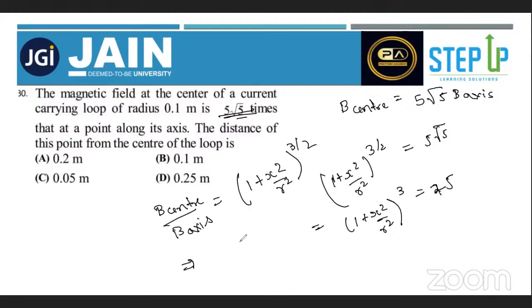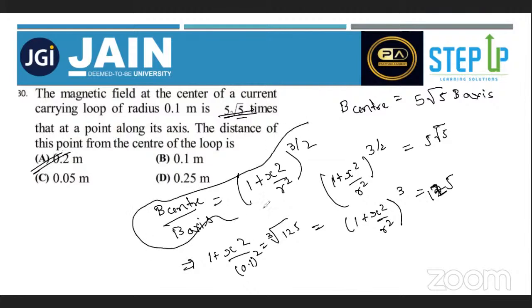I have the r value as 0.1 meter. If I substitute that, I'll basically get 1 plus x square by 0.1 square. I can send this on the other side, so 125 will basically become its cube root. If you solve this approximately, I think the answer comes as 0.2 meters. This is what I basically wanted to tell you in this equation. This is kind of important.